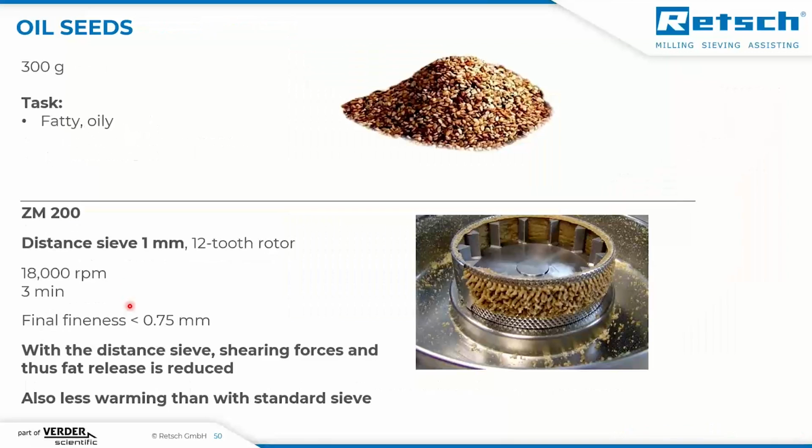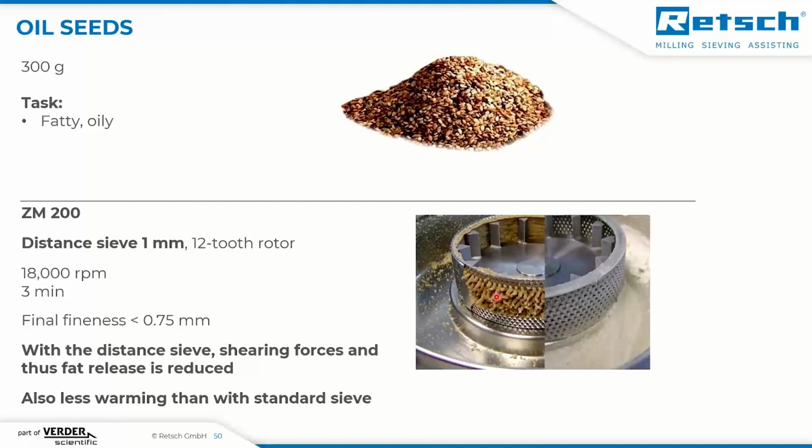Fatty or oily samples, oil seeds. Here we use a distance sieve, not the ring sieve anymore. If we use a ring sieve, it will look like this. The shearing force would lead to greasing of the sample and release of fat particles and the blocking of the aperture sizes of the sieves, and then this is not efficient anymore.